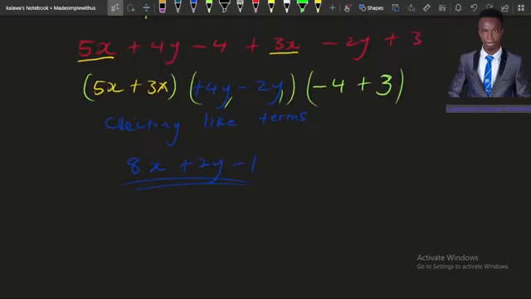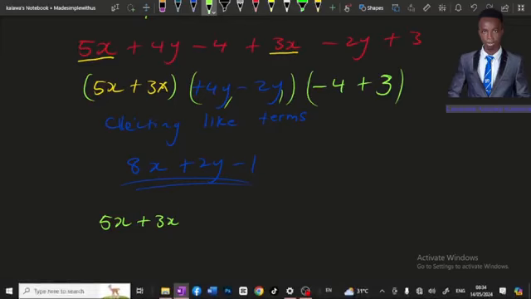And let's understand also the addition aspect. So for this one, why do we say this is 8x? Yes, we have here 5x plus 3x. Remember, we have x here, and this is x.